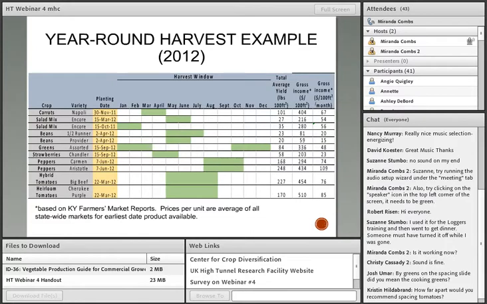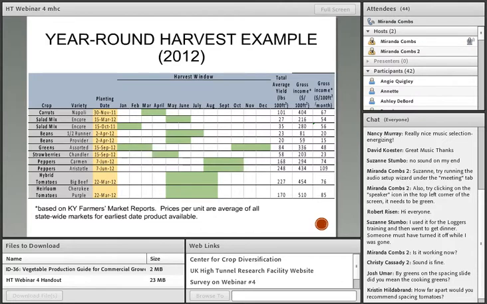The other thing to point out here, if you're looking at this closely, you're probably looking at those last columns there, the gross income per 100 square feet, and then gross income per 100 square feet per month. I want to make a couple of introductory comments about this. So these are based on Kentucky Farmers Market reports, and it's an average from statewide markets from the earliest date that a lot of these products are available. So for example, there were no farmers markets reporting carrot sales in March and April, and so we had to use the June and July numbers.